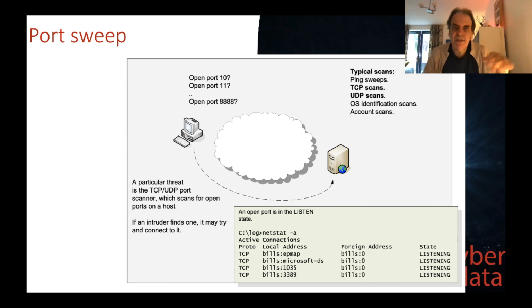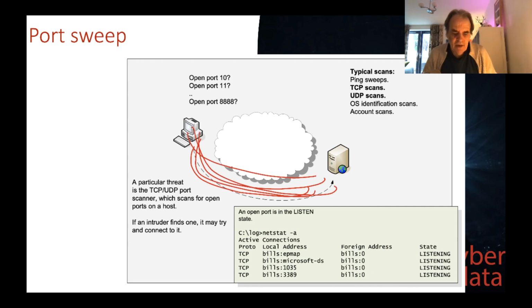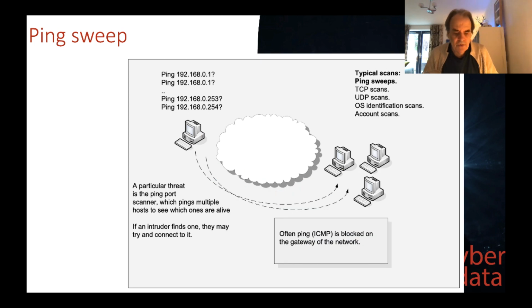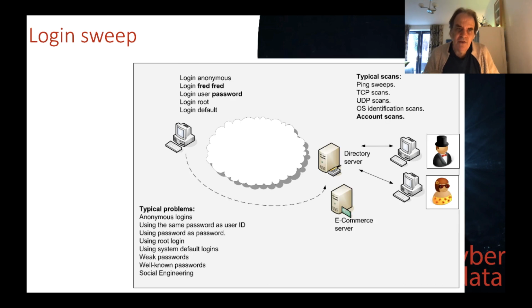Okay, so possible malicious activity is a port sweep, and that's where an intruder sweeps for a given number of ports. We also get a ping sweep, where an intruder will ping the machines on the network to find out if they're alive or not. And then we could also get a login sweep, where an intruder tries lots of different logins and passwords to gain entry.